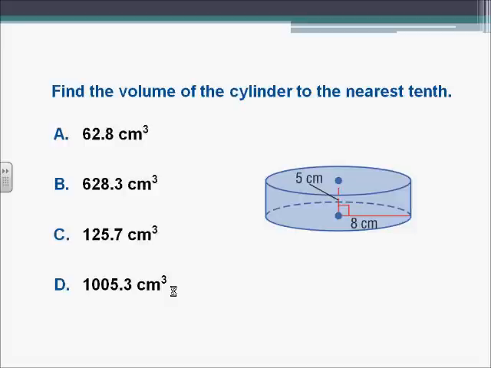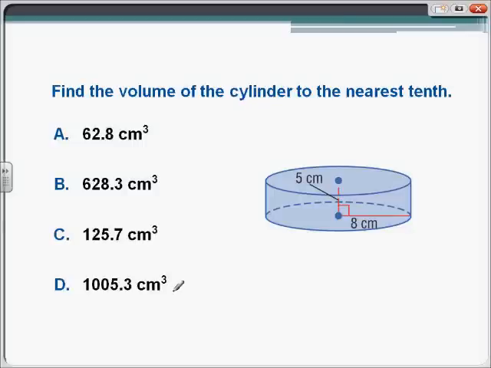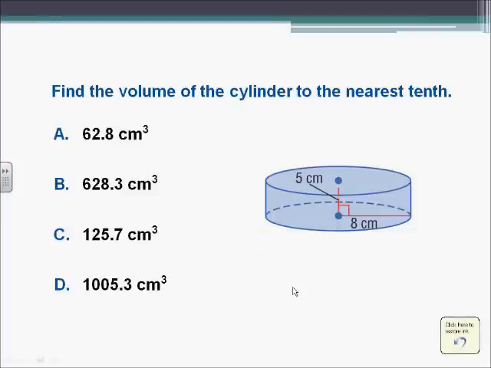Alright, again here, we're asked to find the volume of the cylinder. It says to the nearest tenth, so we know volume of a cylinder is going to be pi r squared h. So our volume is going to equal pi times 8 squared times our height, which is 5. So we're going to end up with 64 times 5. So our volume is going to be 320 pi. We multiply that out, that's going to be approximately 1005.3.